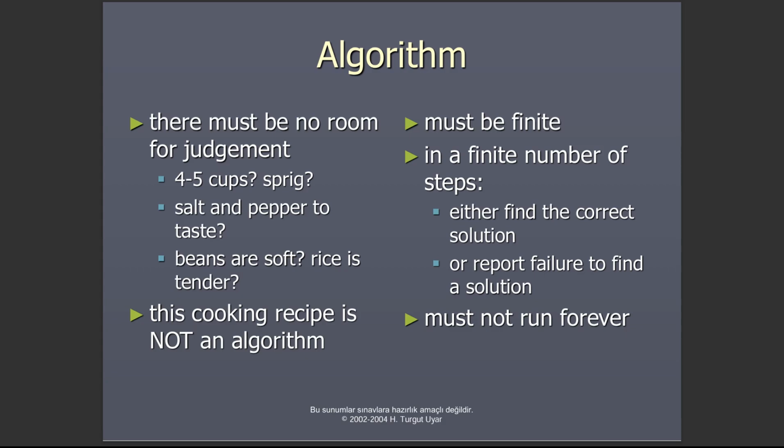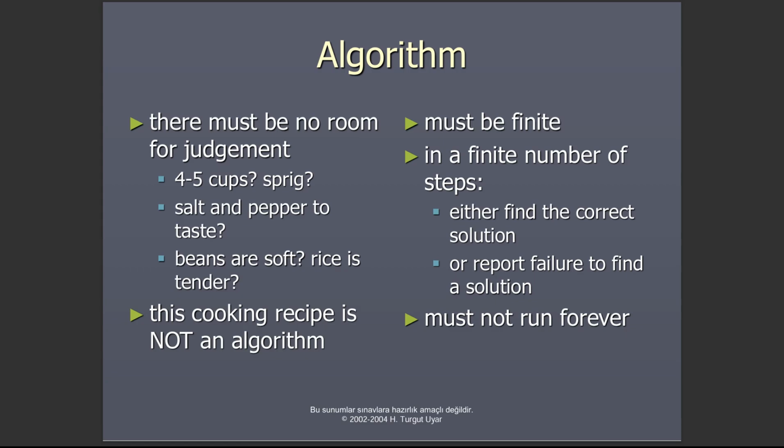When we look at a cooking recipe, we often see instructions like 4 or 5 cups, or "add salt to taste." These are not precise enough for our algorithm. Also, instructions like "cook until beans are soft" are too subjective. This is why a cooking recipe is not an algorithm.